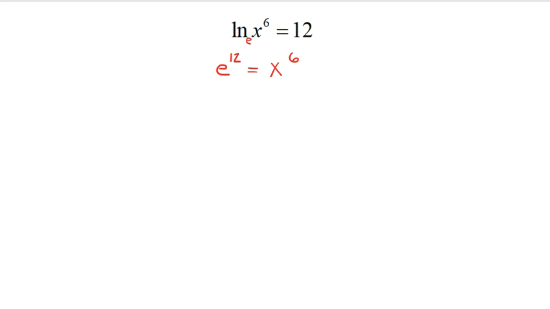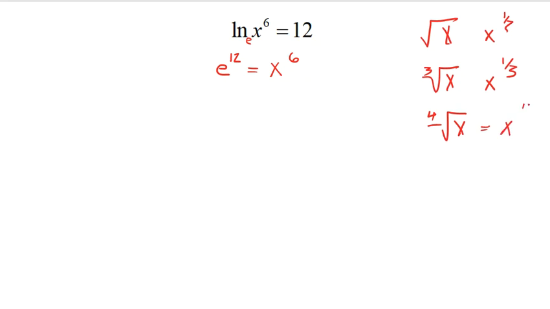All right, now you're going to say, well, how do I get rid of a 6th power? Well, I mean, go back to your unit on powers. All you got to do is use a 6th root. So keep in mind, remember this. A square root is essentially equal to x to the 1/2. A cubed root is equal to x to the 1/3. 4th root is equal to x to the 1/4.